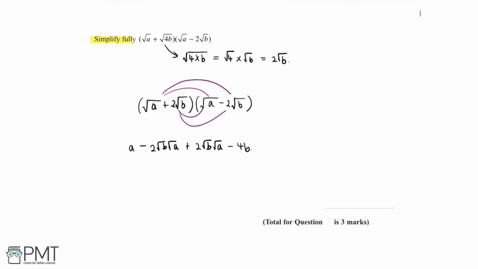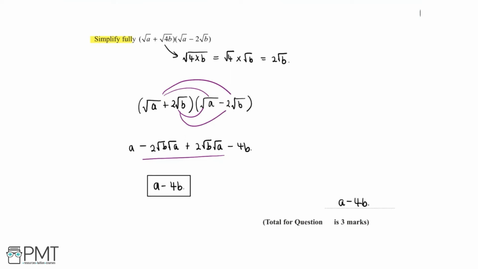And so we can see that difference of 2 squares means that the minus 2 root b root a plus 2 root b root a cancels out. And so we end up with a final answer of a minus 4b, which we can write down in our answer box below.